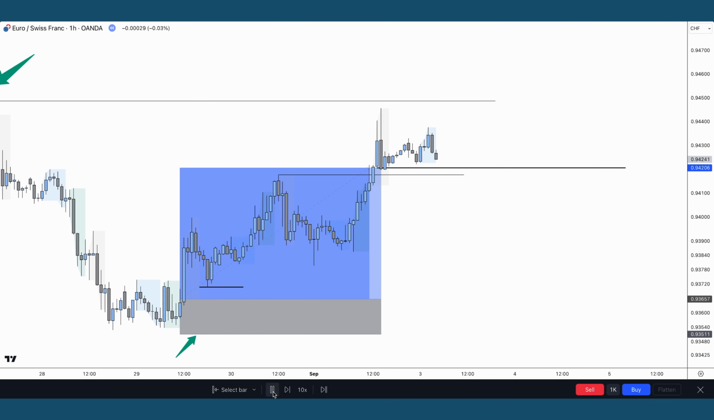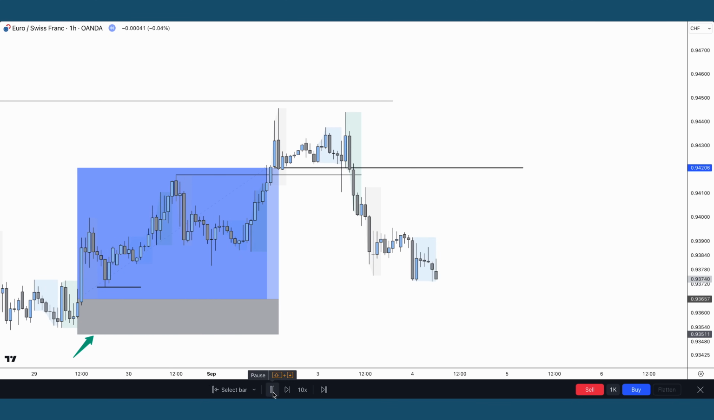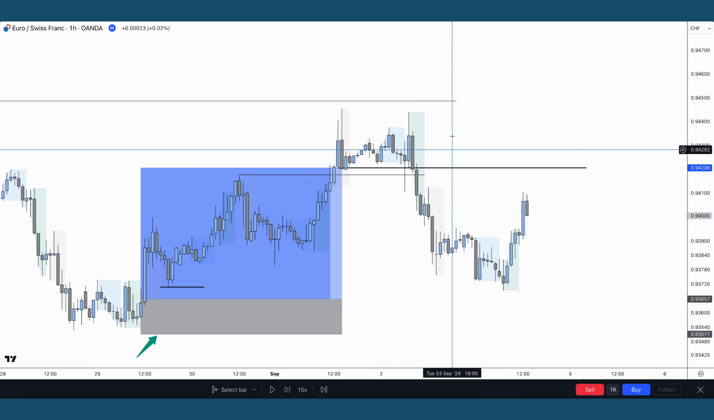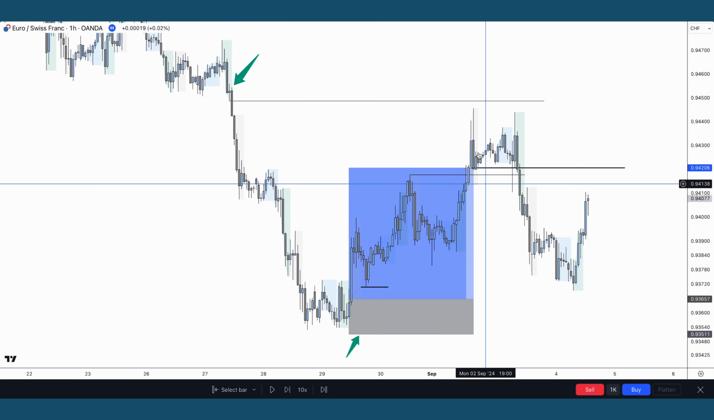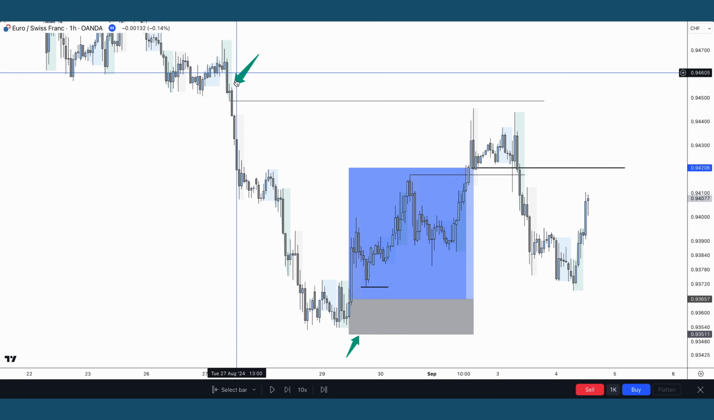But just look how it played out from there. We ended up moving all the way back down to the entry. And had we not trailed the stop here, we would have missed out on all of this profit just because of this tiny little movement.